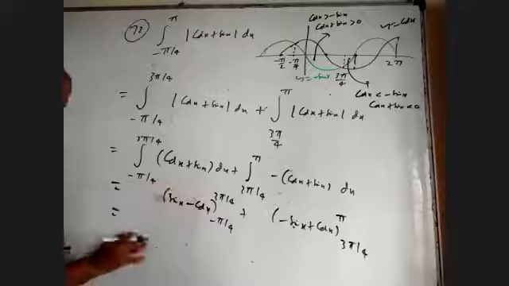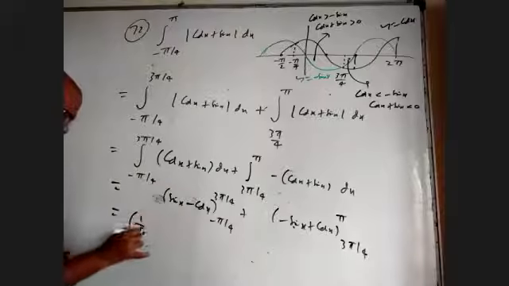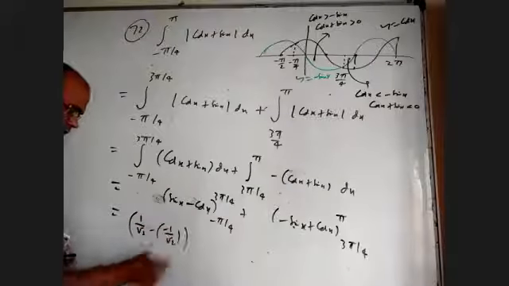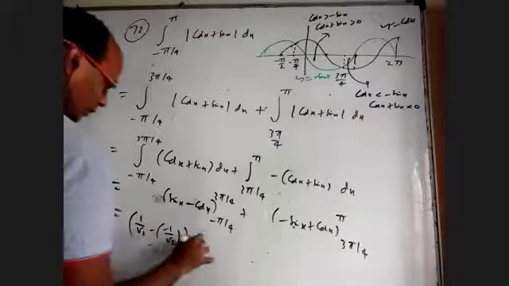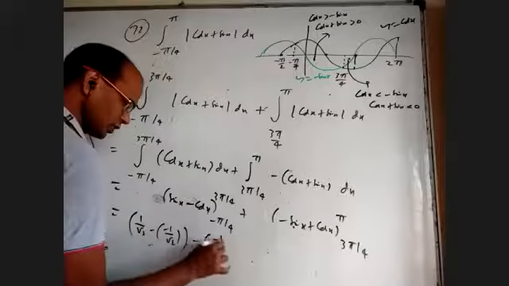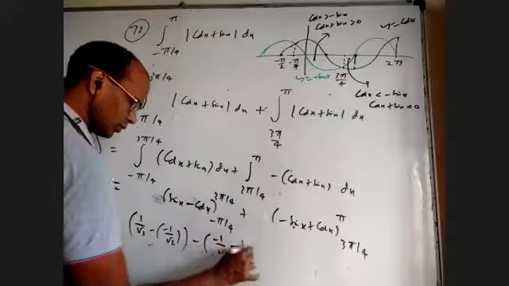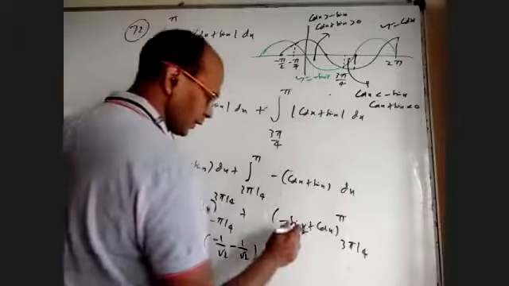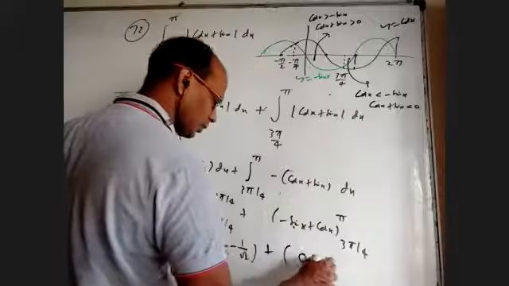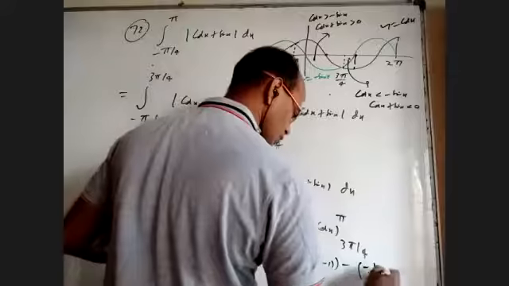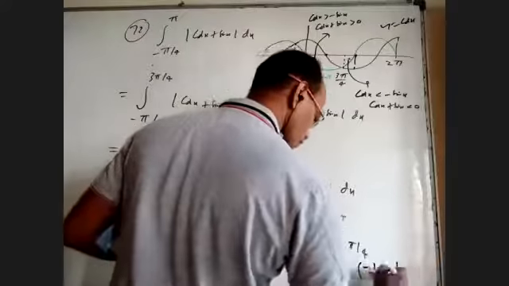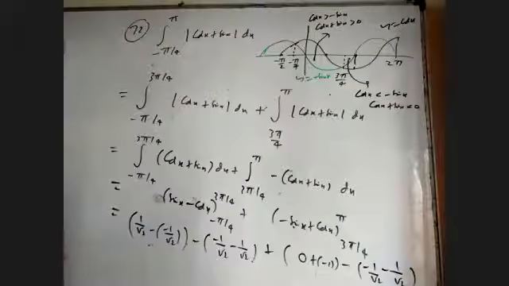When I put 3 pi by 4, this is plus 1 by root 2, this is minus 1 by root 2. Minus, when I put minus pi by 4, this is minus 1 by root 2, that is plus 1 by root 2. When I put pi, sin pi is 0 and cos pi is minus 1. Minus, when I put 3 pi by 4, minus 1 by root 2 and again minus 1 by root 2. Okay, this is simplification.